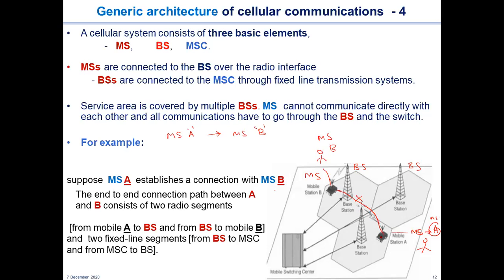So how do I make contact here? I make a call from mobile station A to base station A. That is from mobile A to base station A, and from base station A to mobile B via some fixed communication links. Actually, these are from base station to mobile station, and mobile station to base station. There may be fixed communication links like this.